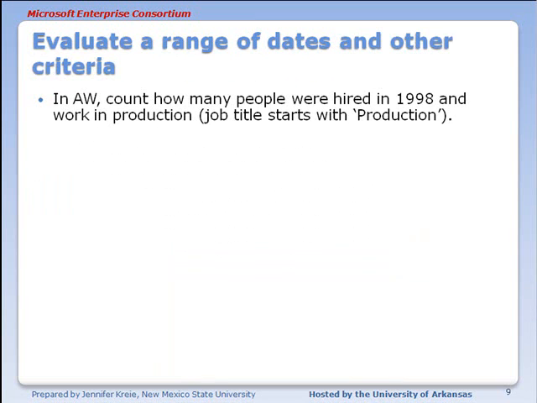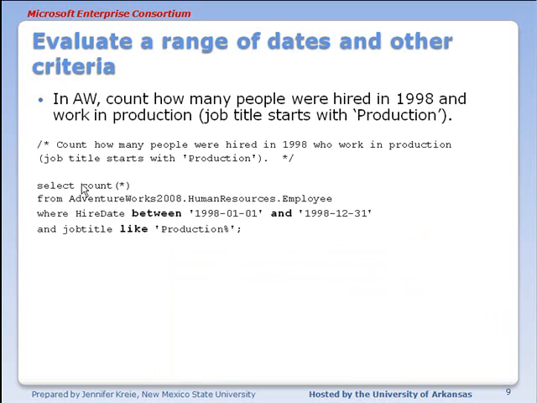Let's evaluate how many people were hired in 1998 and work in production. We'll construct this so that we do a count. We don't need to see detailed data from our fully qualified table name for employee, and we evaluate the hire date between 1998, the first day of January, and 1998, the last day of December. There are other ways to pull out the year in a particular date field, but this is one way that you could evaluate for an entire year.